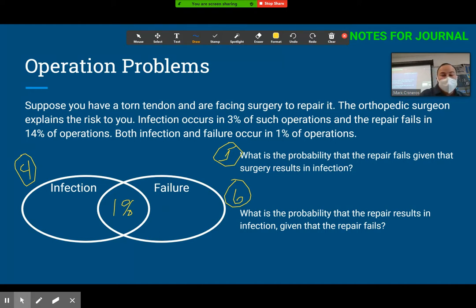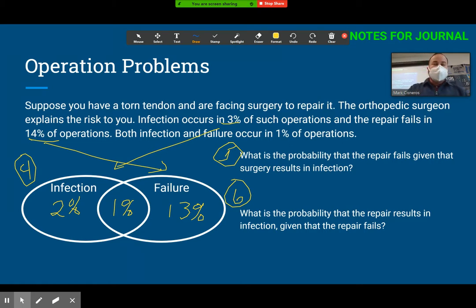Don't forget that infection 3%, that's this total bubble. 1% is already in the middle. So what goes on the left? 2%, because 2 plus 1 is that 3% there. The failures is 14%. That goes this whole bubble, but 1% is already in the middle. So that leaves me with 13%, because 13 plus 1 is that 14 for failures. And figure out what's on the outside just to complete the Venn diagram. 13 is 14, 15, 16, so 84%.